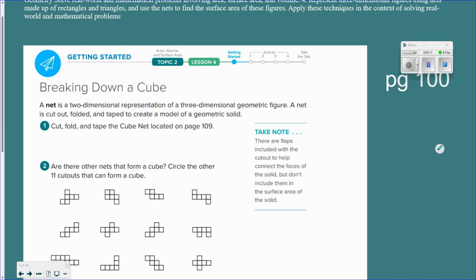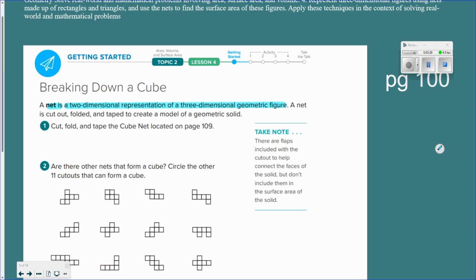Okay, the first definition for today: a net is a two-dimensional representation of a three-dimensional figure. One way to think about it is I just took a 3D figure and I just cut around the edges and laid it out. Okay, like I said in the video.